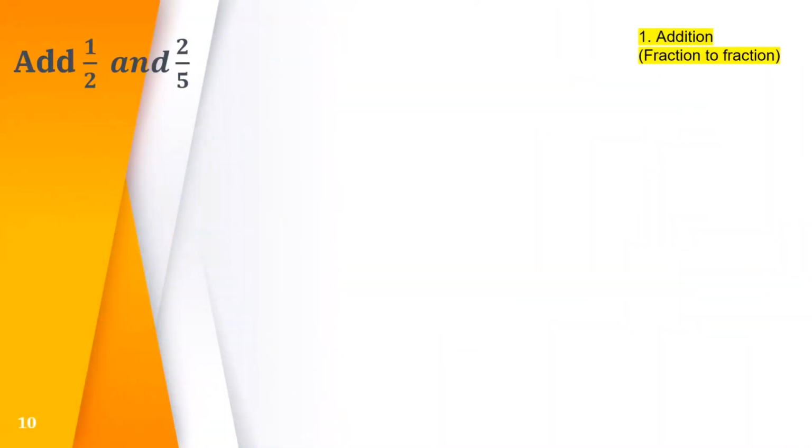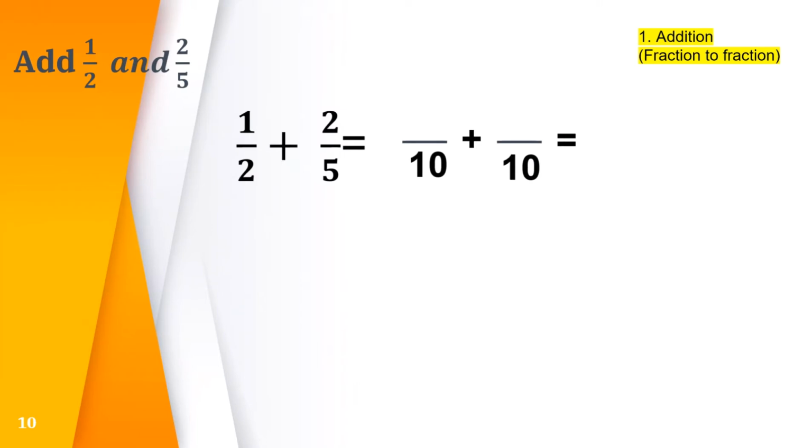So let us start with addition of dissimilar fraction to fraction. Add 1/2 and 2/5. The first step is to find the LCD of 1/2 and 2/5. So let us find out the least common multiple of 2 and 5. Just to give you a technique, kapag prime number yung denominator natin, katulad nito, 2 and 5 are prime numbers, pwede na lang natin silang i-multiply. 2 times 5 equals 10.